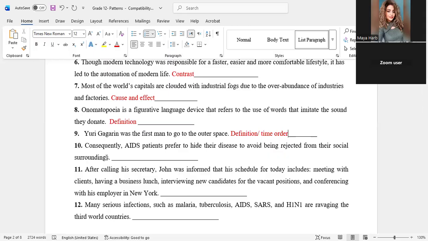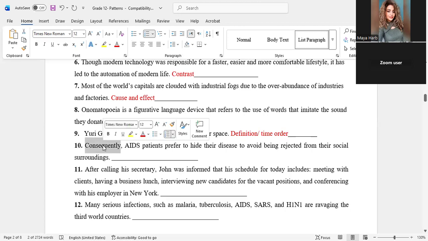Number 10: consequently, AIDS patients prefer to hide their disease to avoid being rejected from their social surroundings. Here we have the word consequently. What does consequently mean? Consequently means as a result. For example, he was driving so fast on the highway, consequently, he had an accident. So, as a result.